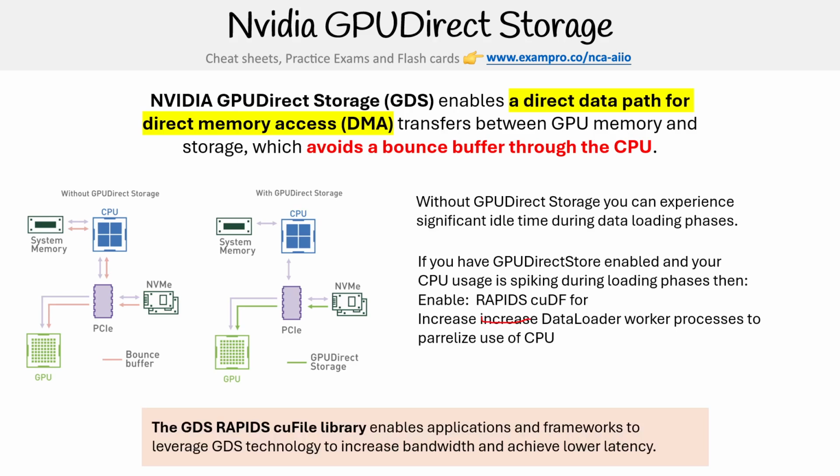The GPU Direct Storage RAPIDS cuFile library enables applications and frameworks to leverage GDS technology to increase bandwidth and achieve lower latency. And if you still don't know what the data frame is, do not worry. We are covering it in the next video.